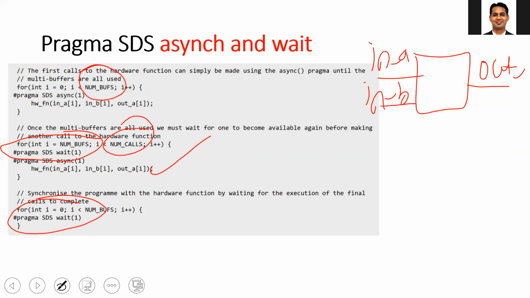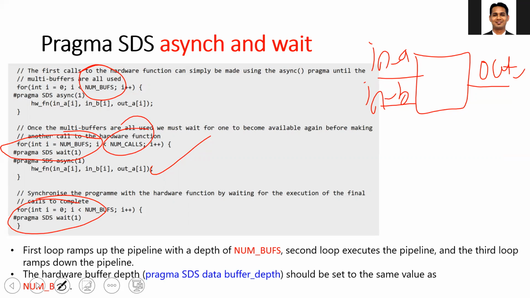Okay. So here the first loop ramps up the pipelining with the depth of the num buff, that is number of buffers available. So you are filling up all the buffers in the IP. Second loop executes the pipelining. So you are getting the data from the IP, you are sending the new data in the buffer. And the third loop ramps down the pipeline. So you have completed all the calls to the IP, and now you are receiving the remaining data from the IP one by one, and this is done using the wait statement.